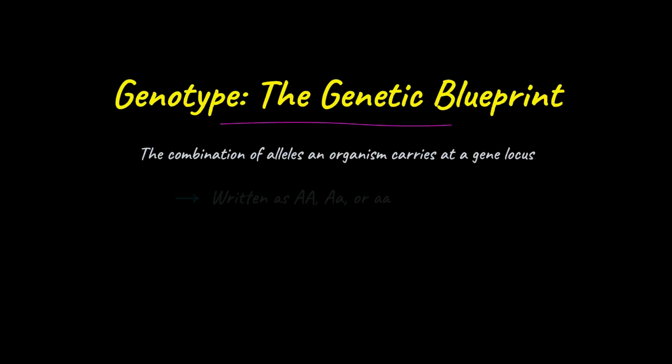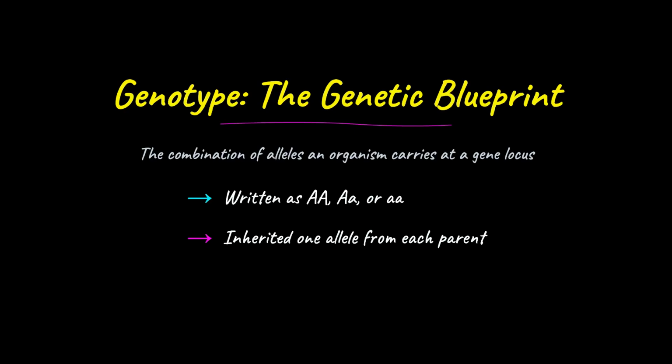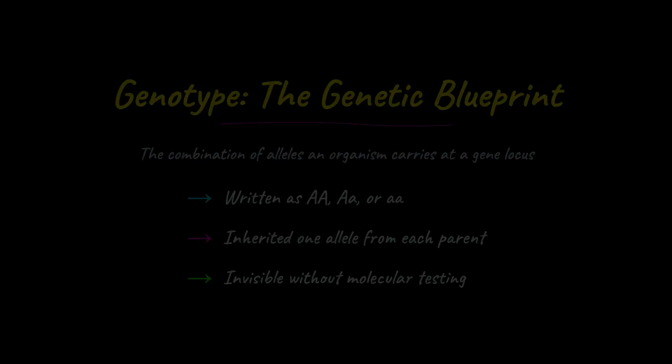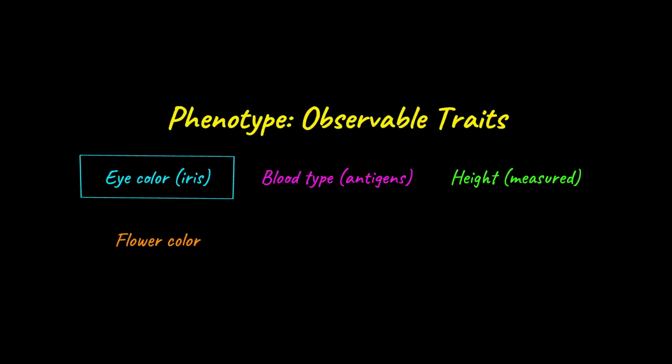The genotype is the actual allele combination in the DNA for a simple dominant recessive gene. Genotypes are written as AA, Aa, or aa, one allele from each parent, and cannot be seen directly without molecular analysis. The phenotype is whatever can be seen, measured, or detected. Eye color, blood type, height, flower color.